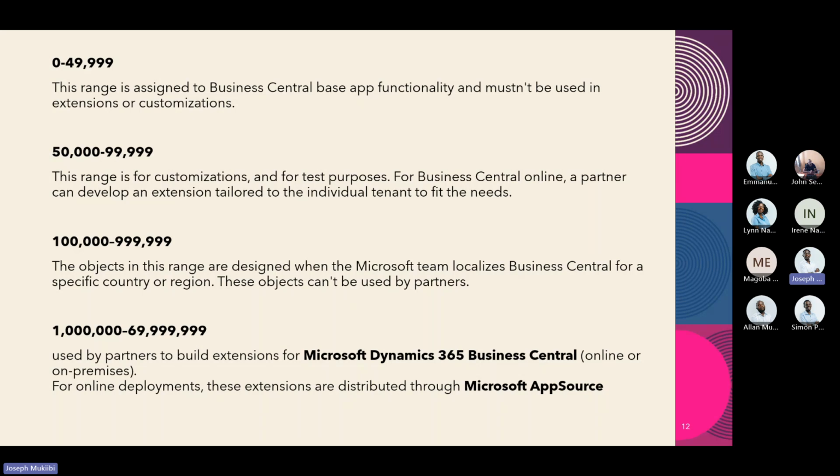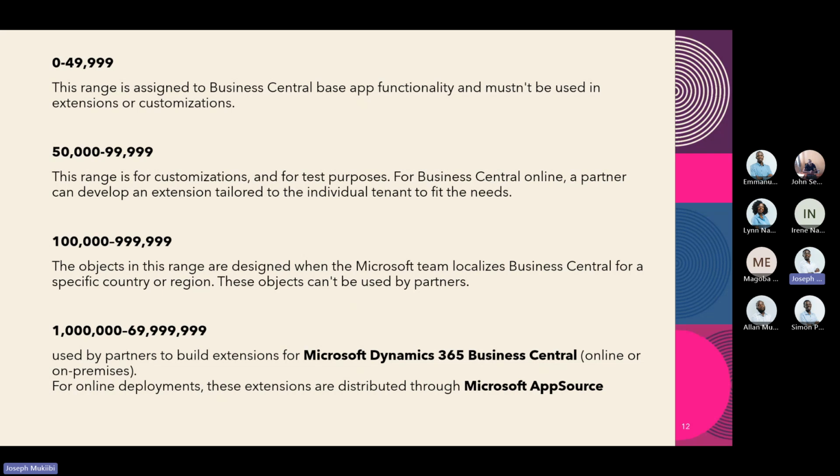Then we have this 100,000 range. The objects in this range are designed when the Microsoft team localizes Business Central for a specific country or region. These objects cannot be used by partners. Okay.